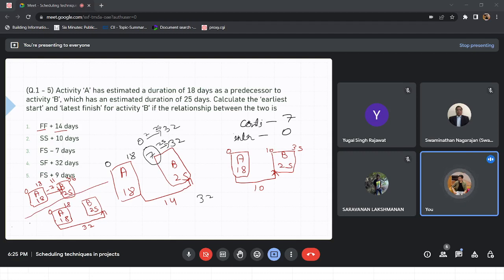We are talking about case 4. So then it should be 7 and 32, right? B. Yeah, I mean that means that we have to end at 32 and it has a contiguous duration of 7. Yeah, 7, correct. Similarly, let's finish it up for the last one also, that is the FS relationship.